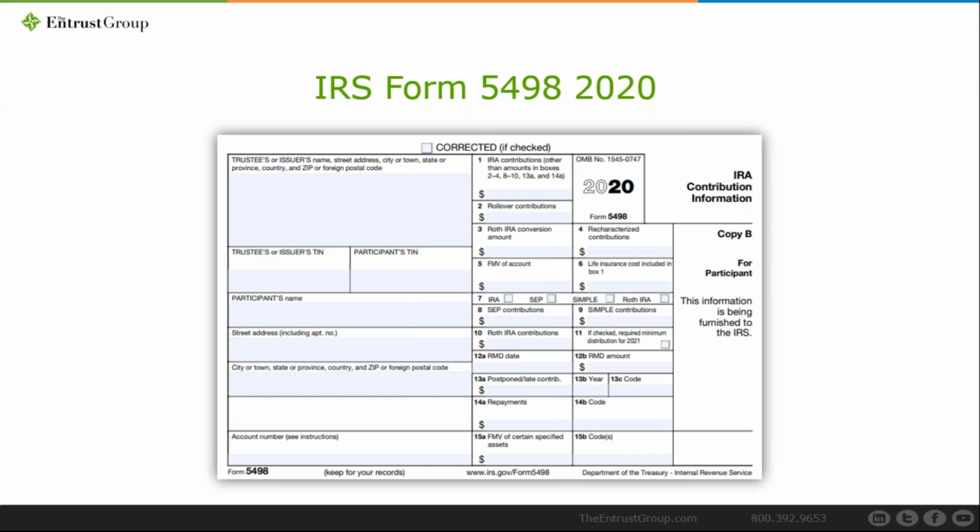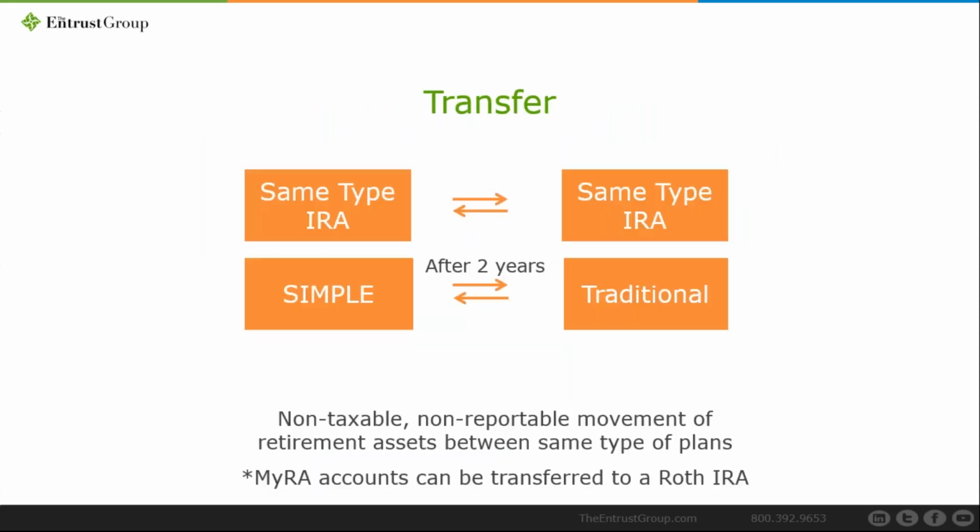Tell IRA holders, if they ask you this question, to keep track of their IRS Form 5498, because this is the proof that a contribution has been made on their behalf. Now let's take a look at transfers and rollovers.